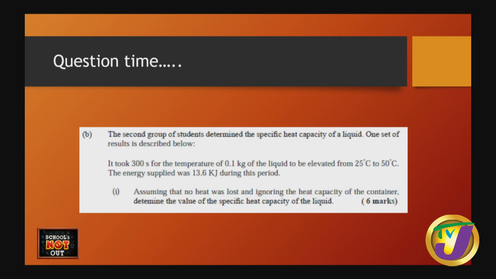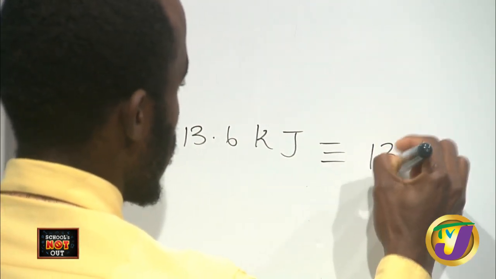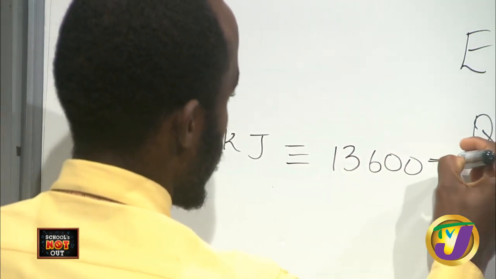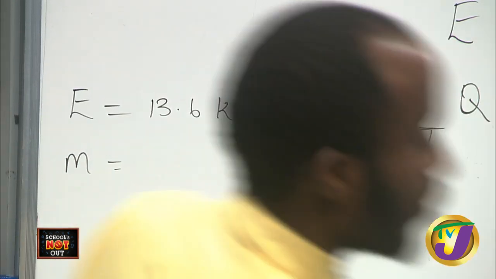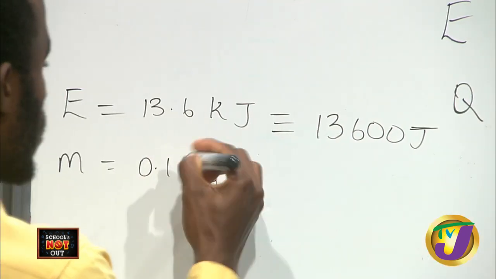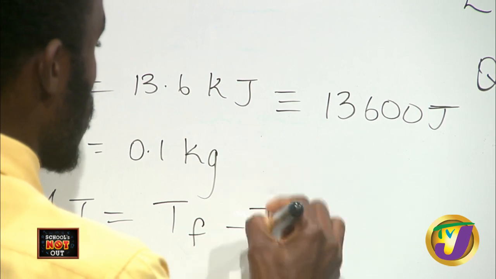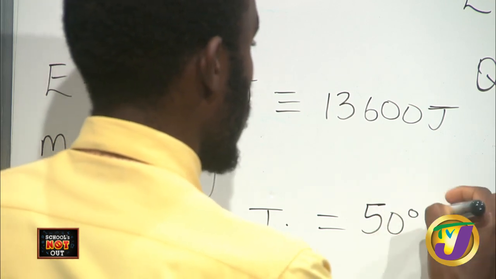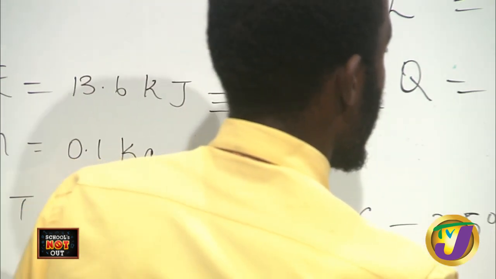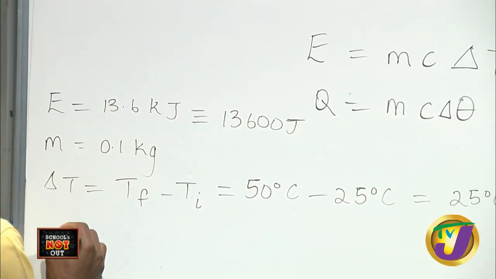So, we have a situation where we know the heat, which was 13.6 kilojoules, which of course converted is 13,600 joules. We know the mass of the liquid, which is 0.1 kilograms. We know the temperature change, because the temperature change is the temperature final minus the temperature initial, where the final temperature is 50 degrees Celsius. Initial temperature is 25. So that is 25 degrees Celsius change. And we're asked to find C.